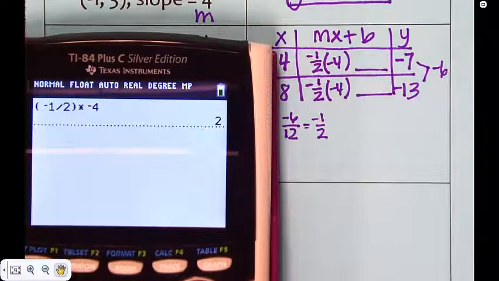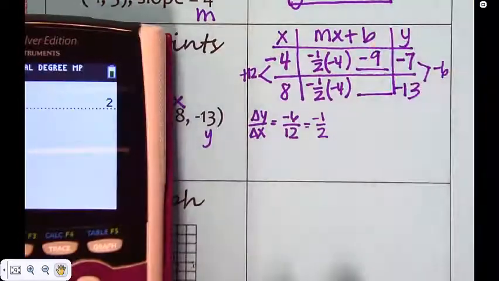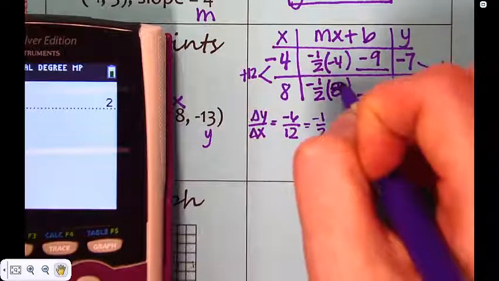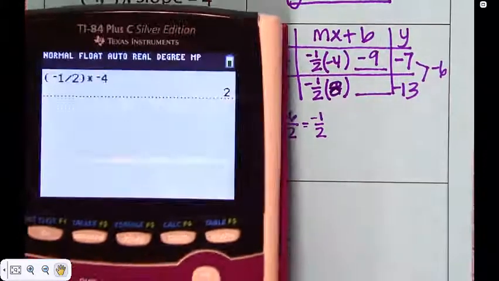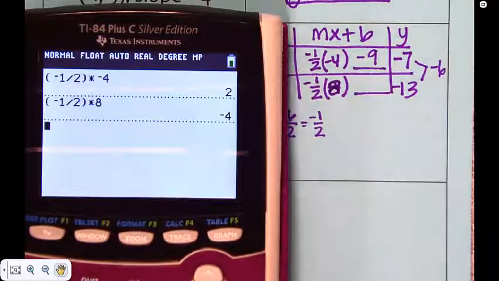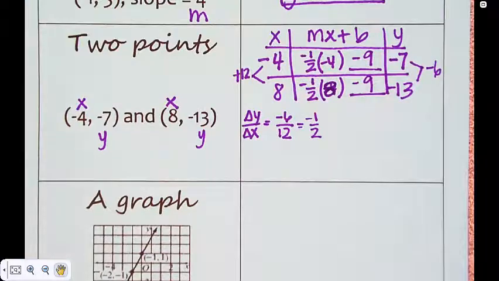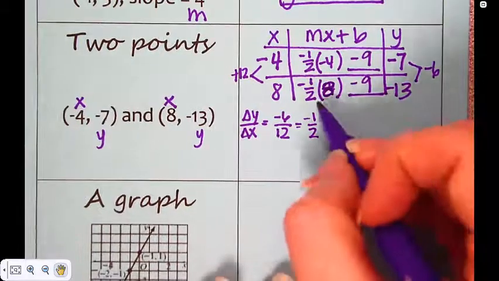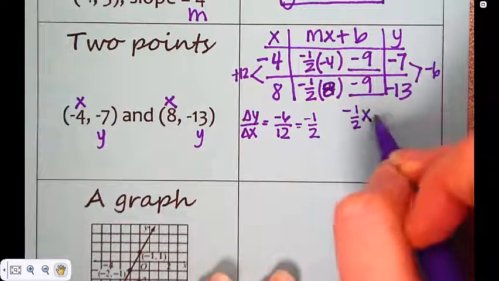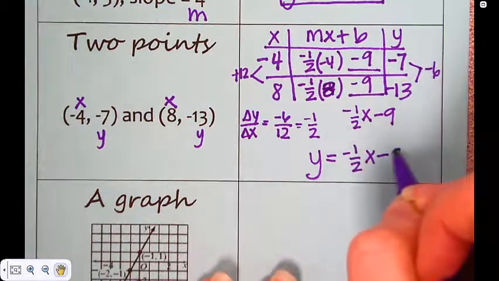How would we get from 2 to -7? We would subtract 9. I'm sorry, there's a mistake here. This one should be an 8. Now let's look at our next one. -1/2 times 8. That's -4. And how do we get from -4 to -13? We think it's subtract 9, and it is, so it works. Alright, so now let's write our general statement, which would be -1/2 x minus 9, and so our equation is y equals -1/2 x minus 9.